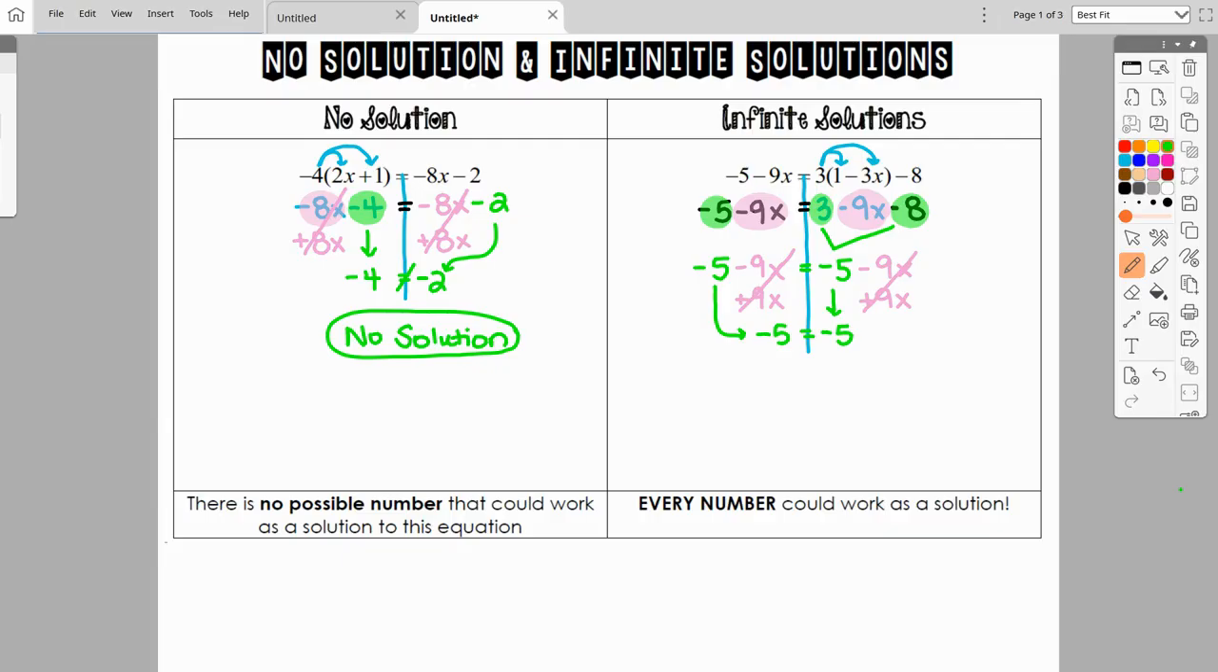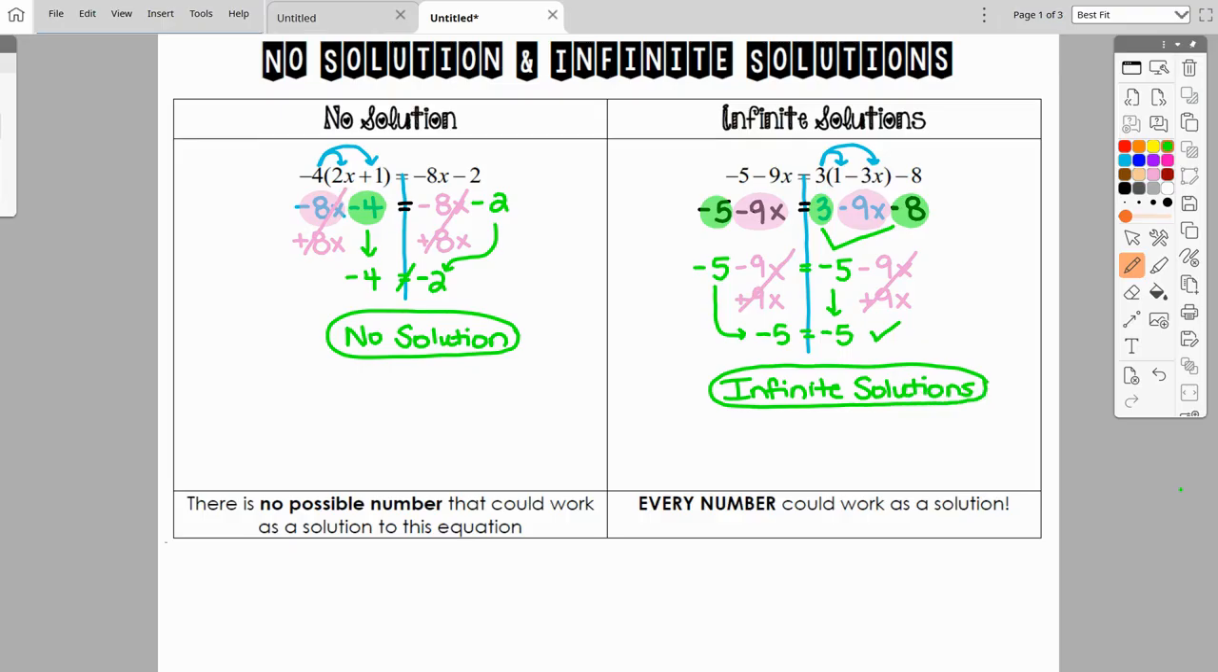Again, I have a special case. I know it because I have no x's left in the problem. Now I see that I have negative 5 equaling negative 5. That's a true statement. That actually is equal here. So that's why it's infinite solutions instead of no solutions. And that's what I'll write as my answer. What that means, I'll read at the bottom, is that every number could work as a solution.